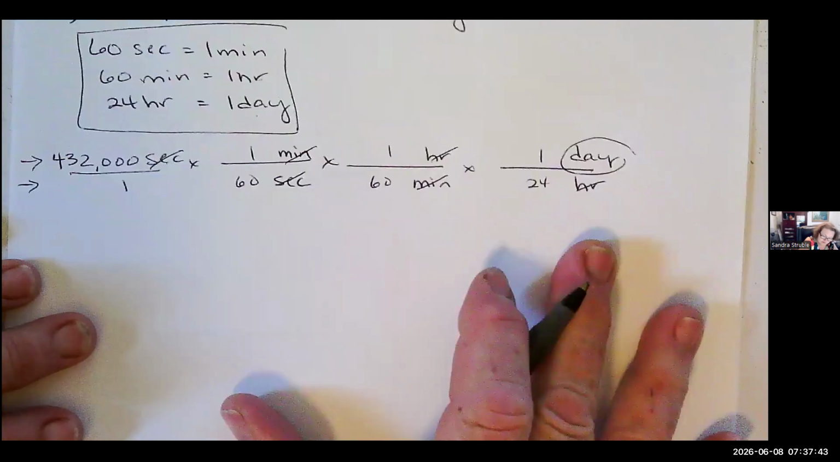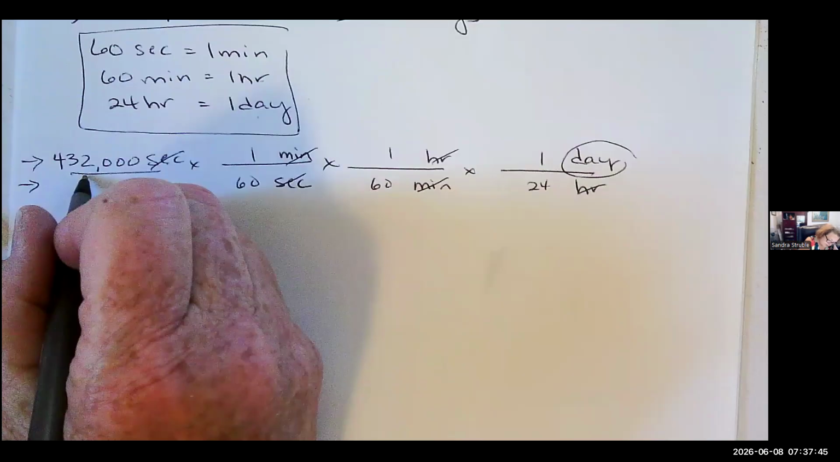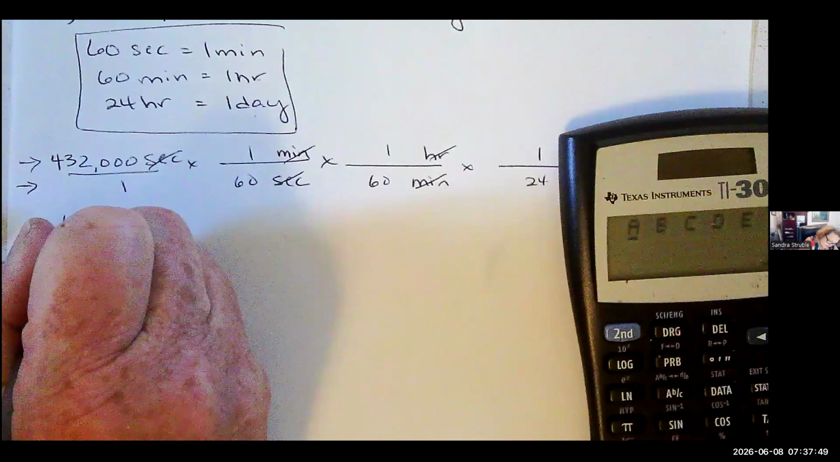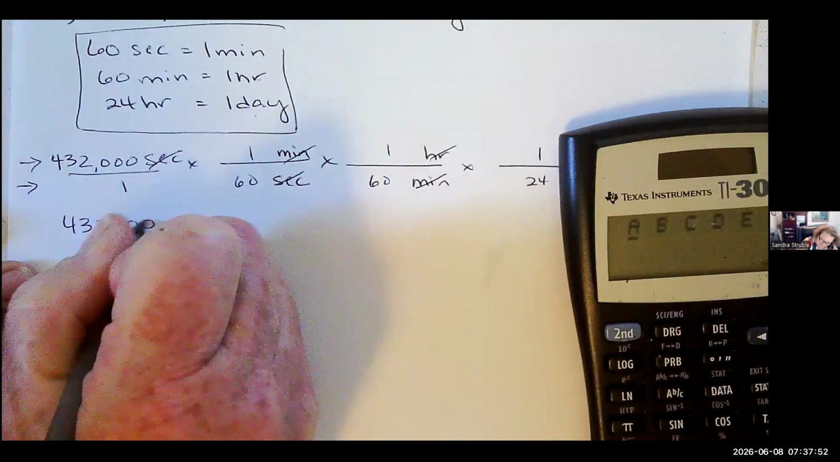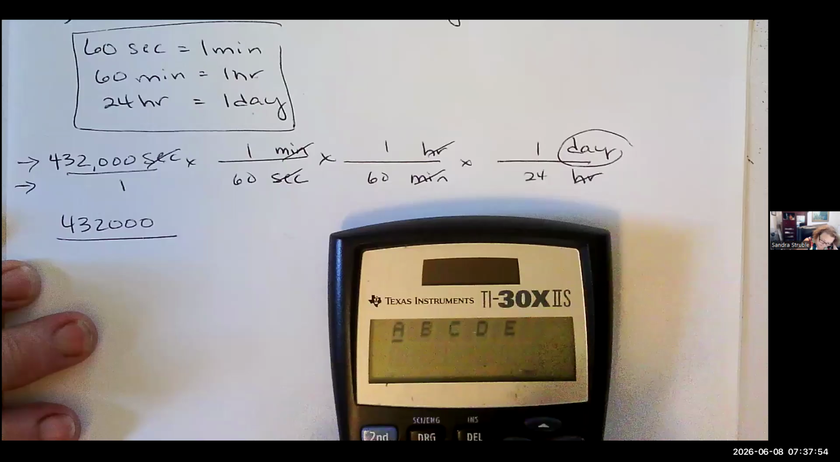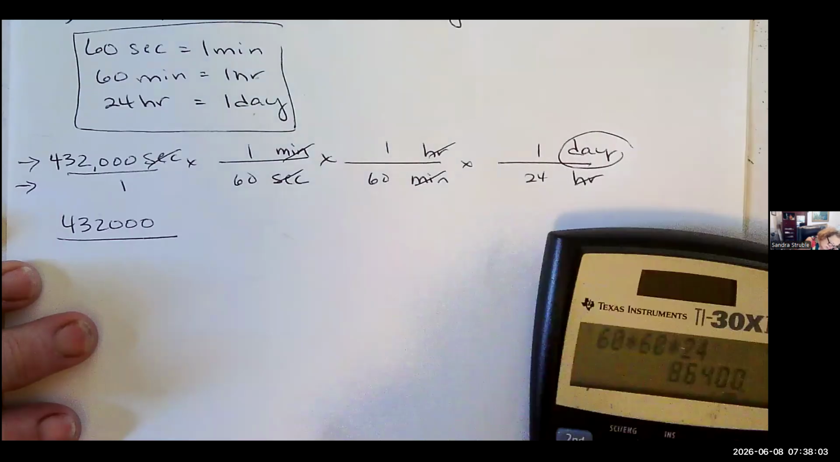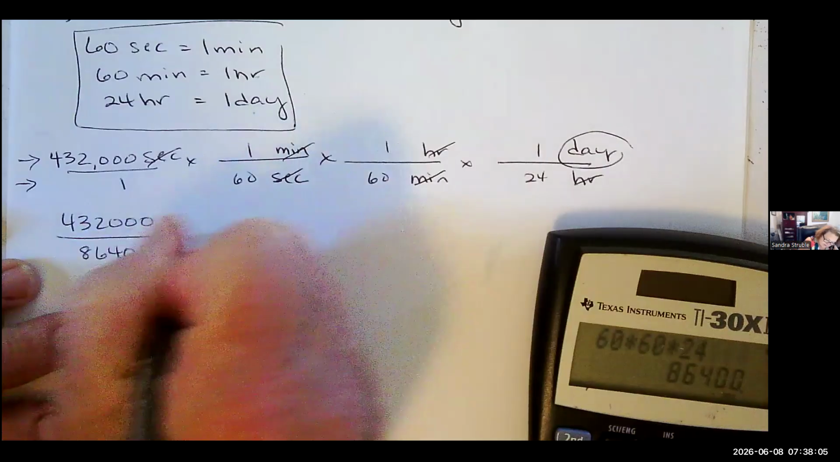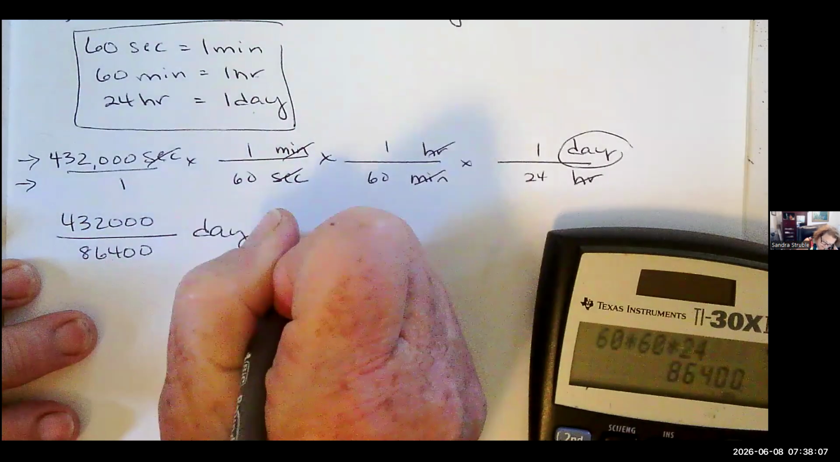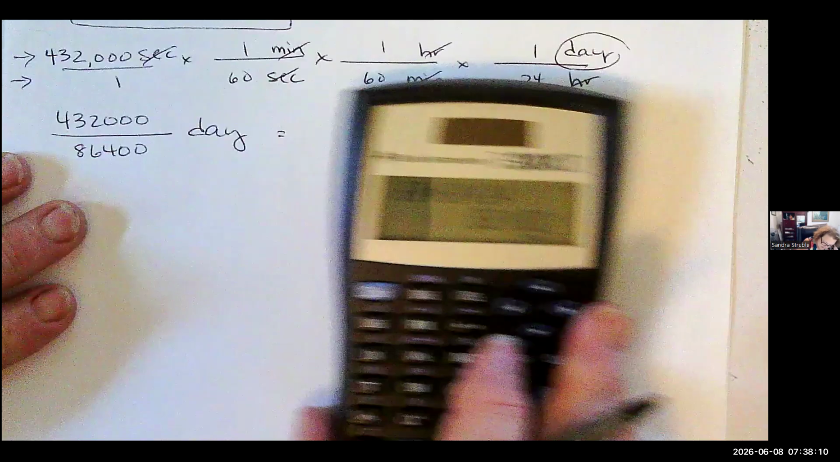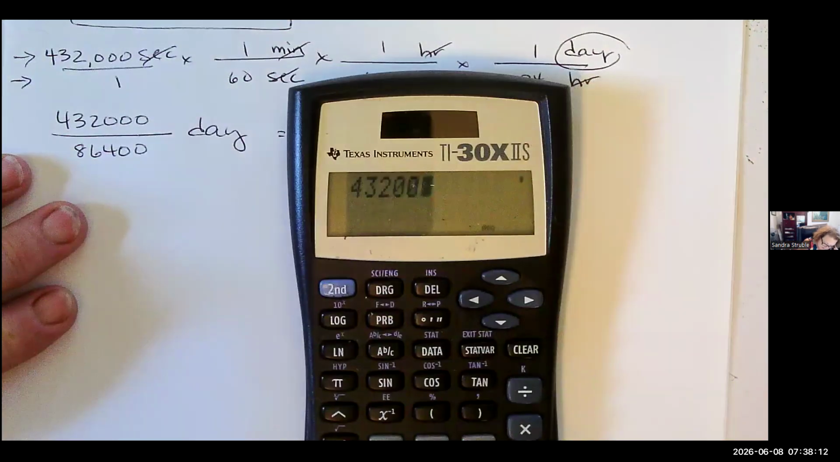432,000 times 1 is 432,000 over 60 times 60 times 24. Oops, that's wrong. That is 86,400. And this is days for our unit. And let's just divide that. 432,000 divided by 86,400 is 5. So 5 days.